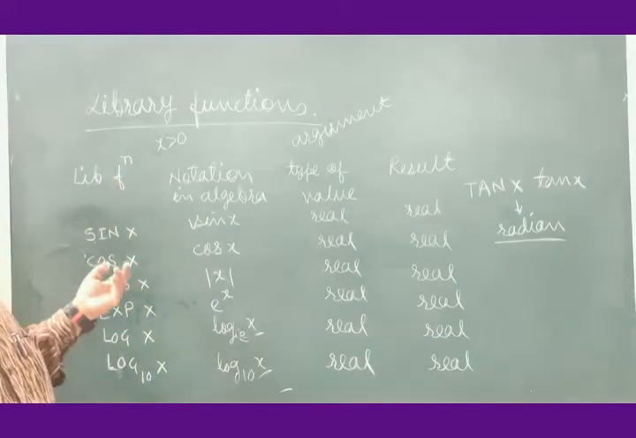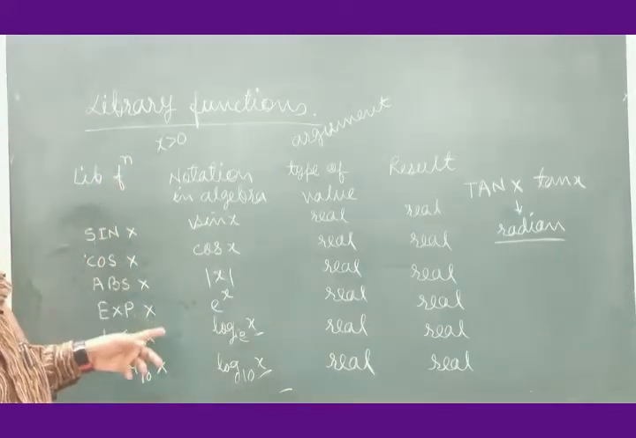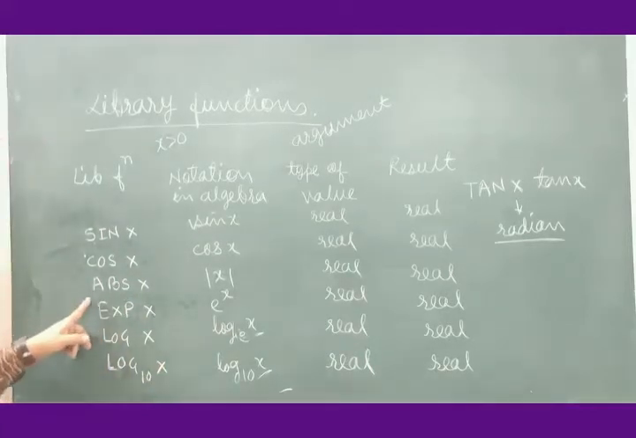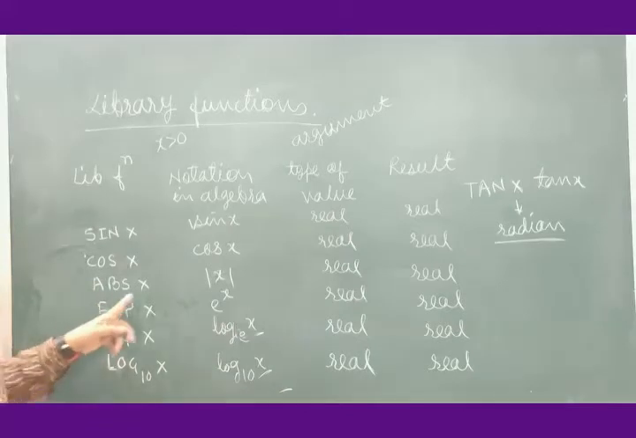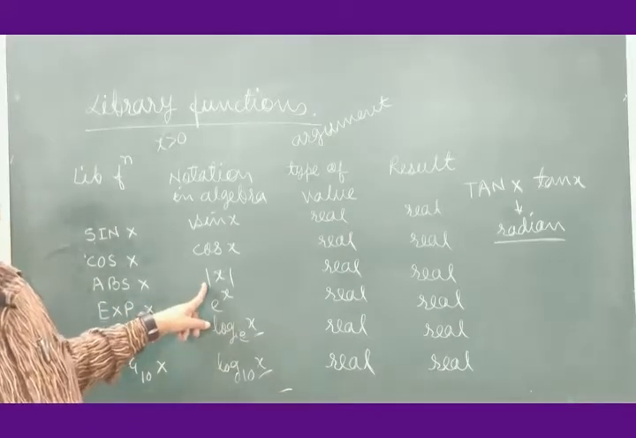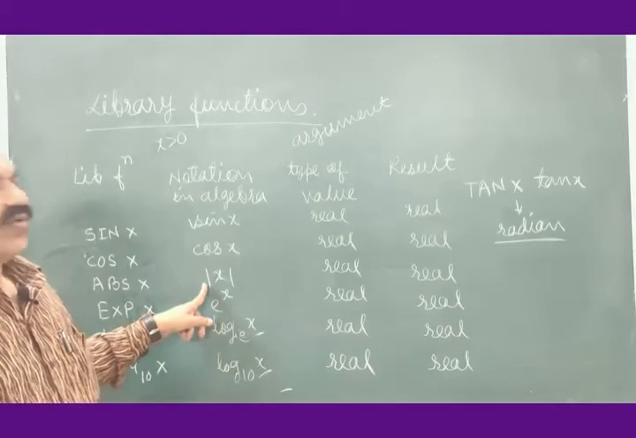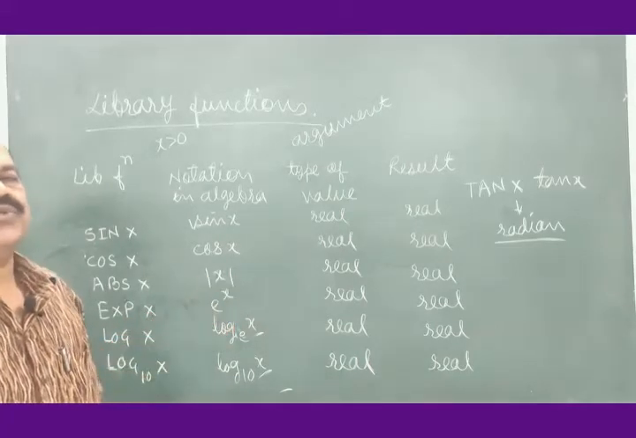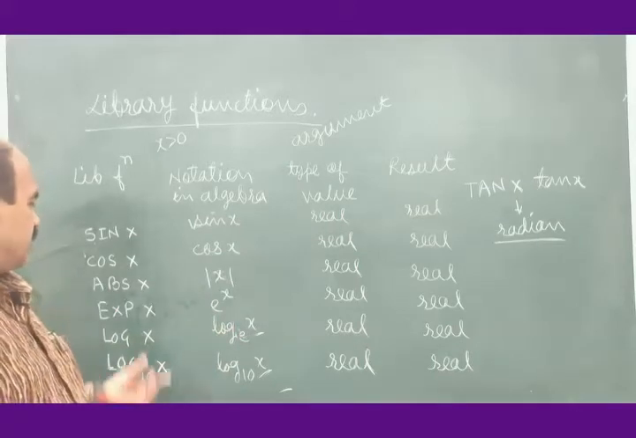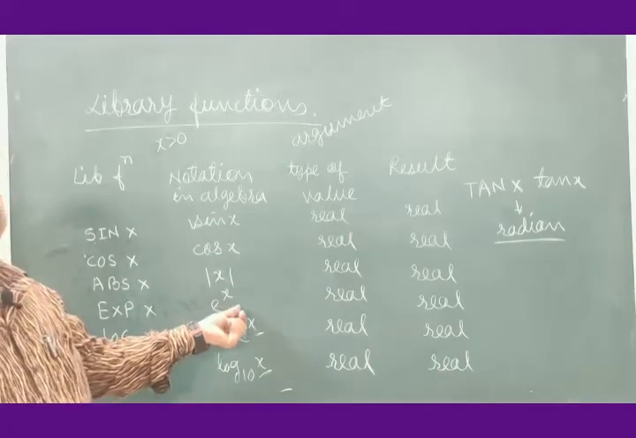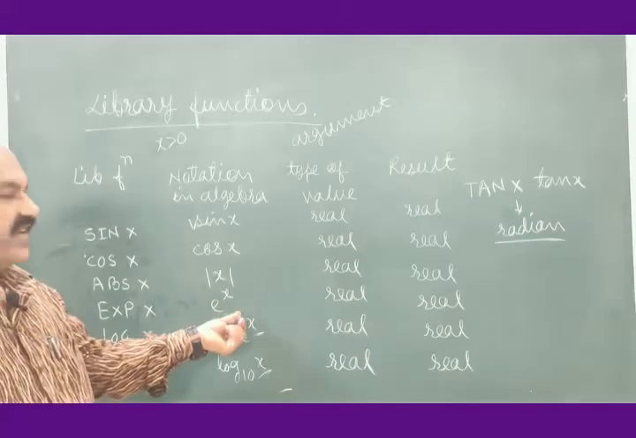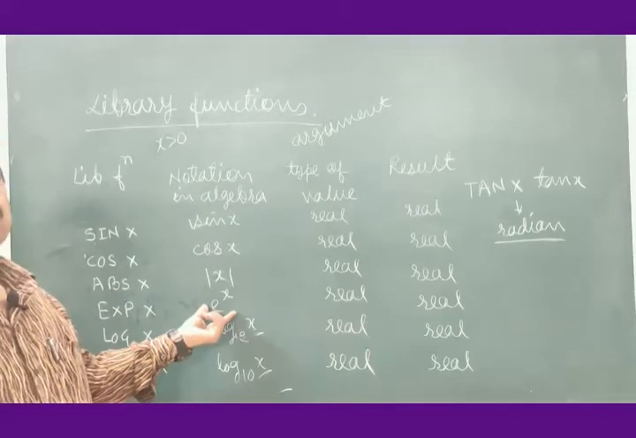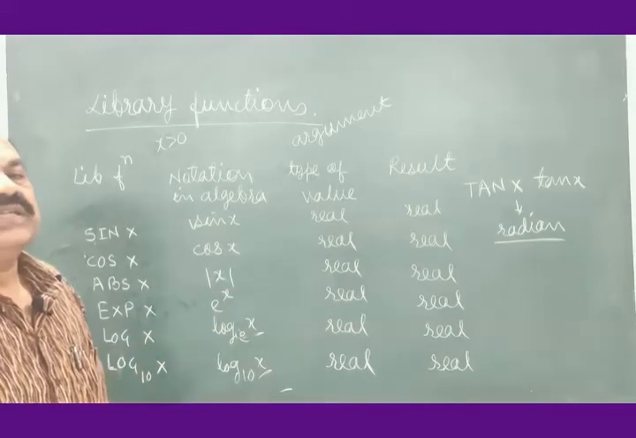In addition to these three trigonometric functions as library functions, we have ABS(x), EXP(x). ABS, absolute value of x, magnitude of x. Whatever argument you provide here, you will get the magnitude of that argument. Whatever real argument you provide to EXP, you will get e to the power of the argument.